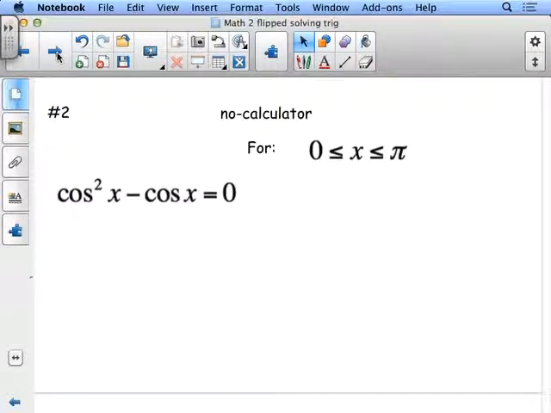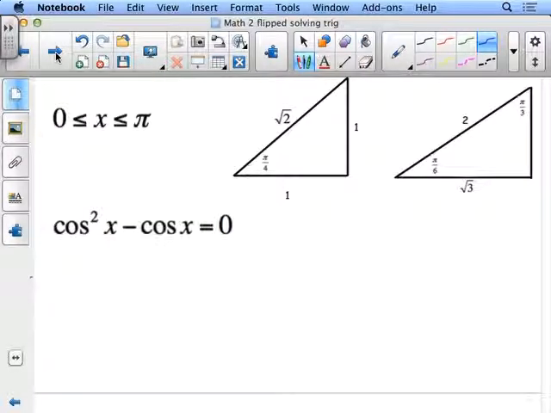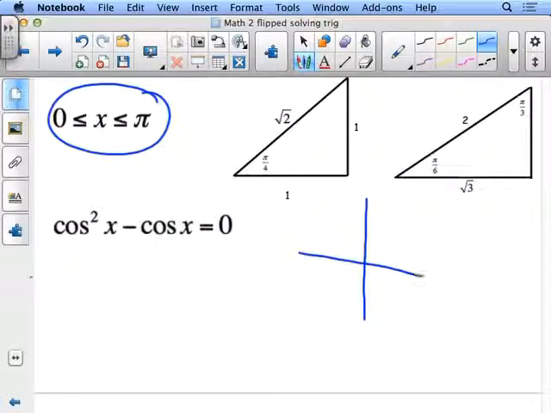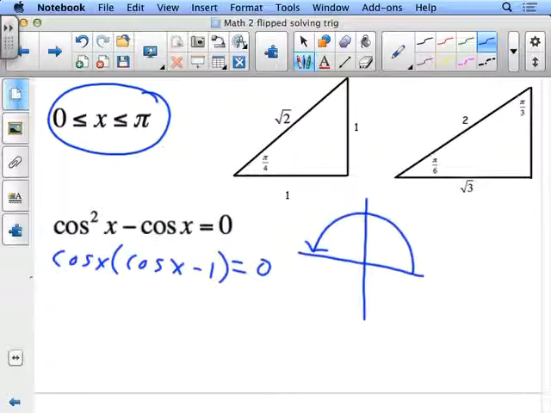Okay, next one. Try solving this one. Okay, since we're going from 0 to pi, that means all my answers have to be from here to here, and that's it. Therefore, I first start factoring out a cosine of x, which leaves me a cosine of x minus 1 inside equaling 0. Solve it as two different equations. When does cosine of x equal 0? And when does cosine of x minus 1 equal 0?